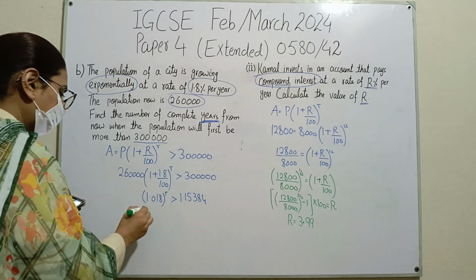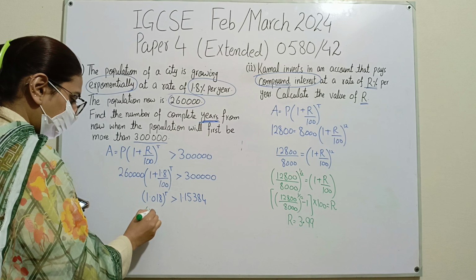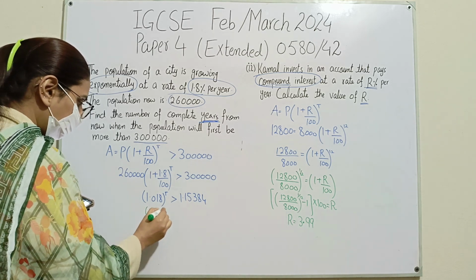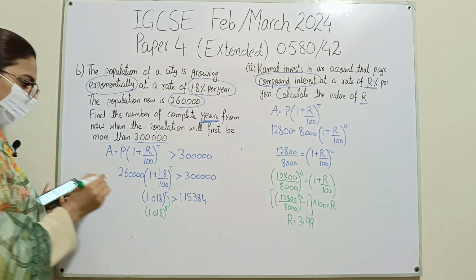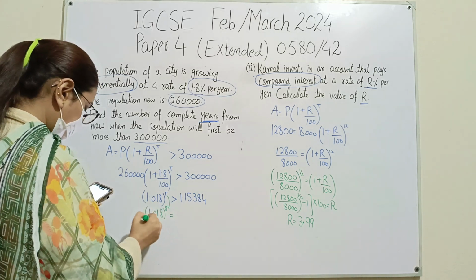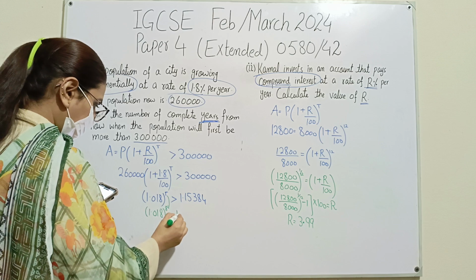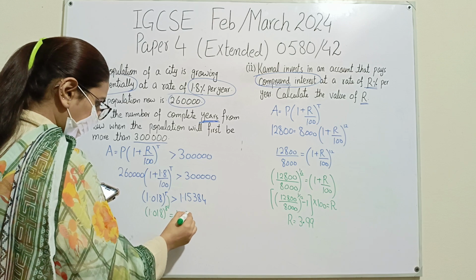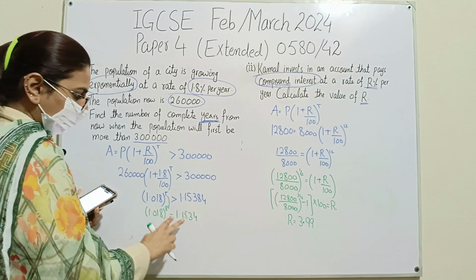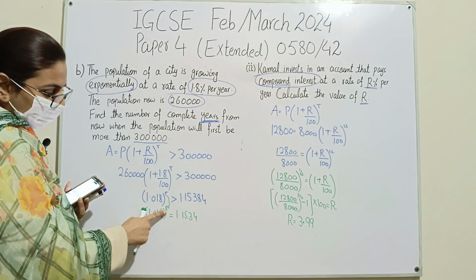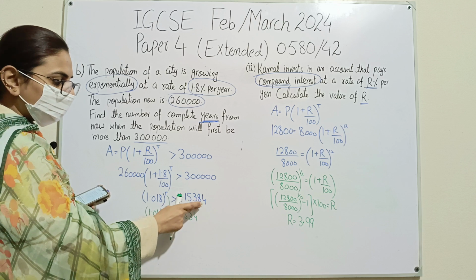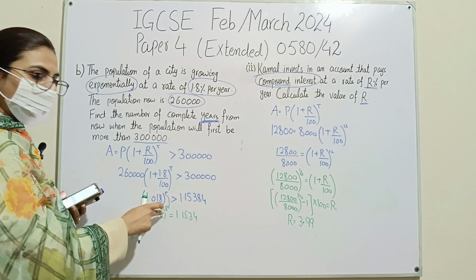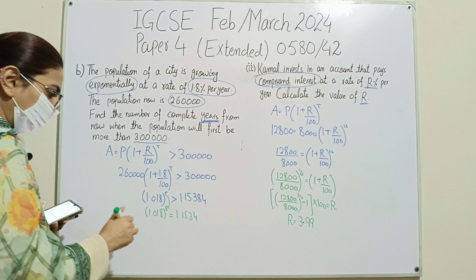If you randomly put 1.018 power 8, here I am taking the value of t to be 8, the answer will be 1.1534. By putting t equal to 8, I am getting this answer, but this answer is not greater than this. It means that the value of t being 8 is not correct for this part.